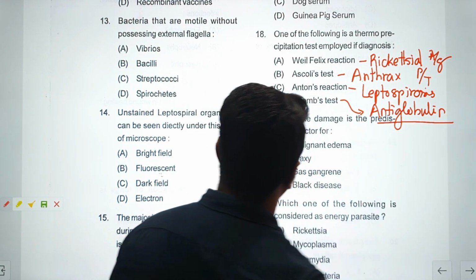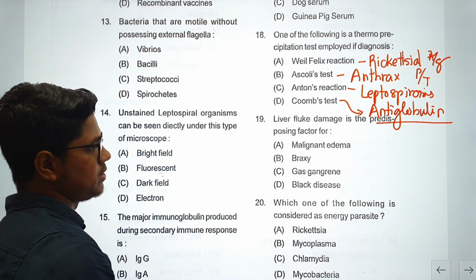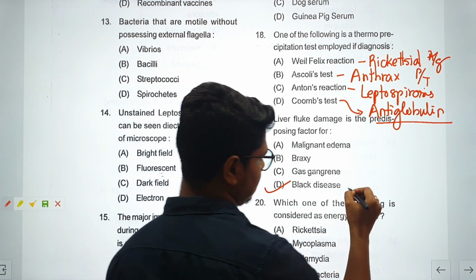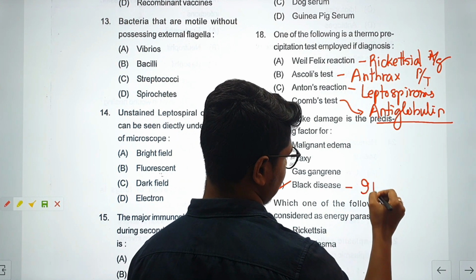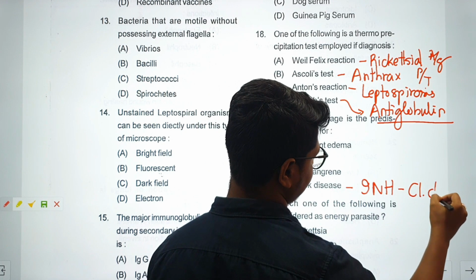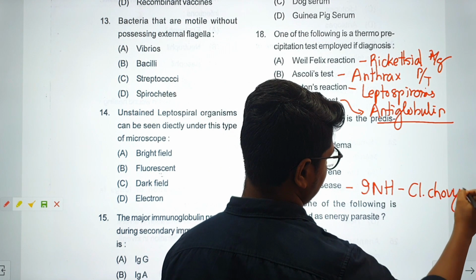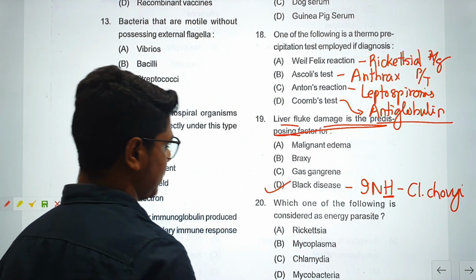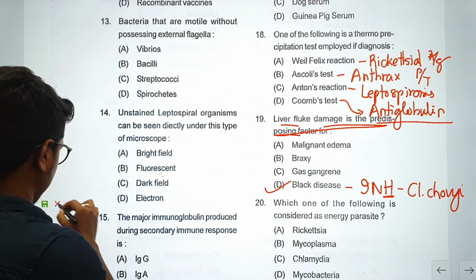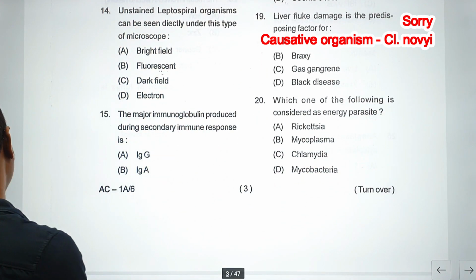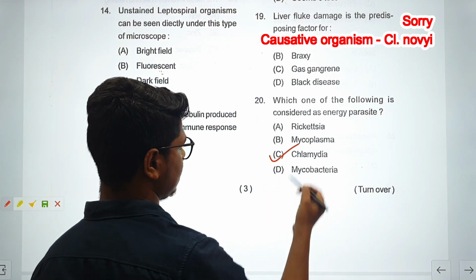Antiglobulin test. Liver fluke damage is the predisposing factor for black disease. The other name of black disease is infectious necrotic hepatitis, caused by Clostridium novyi. The name is hepatitis, so the predisposing factor is liver fluke infection. Next, which one of the following is considered an energy parasite? Energy parasite is chlamydia. The answer is chlamydia.